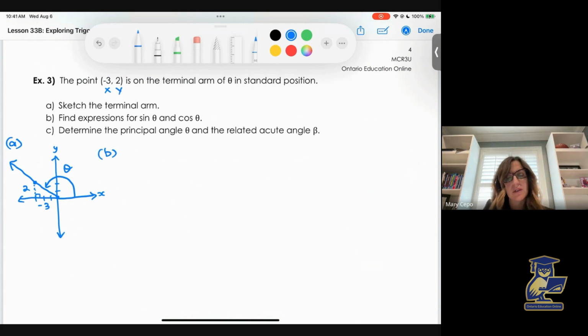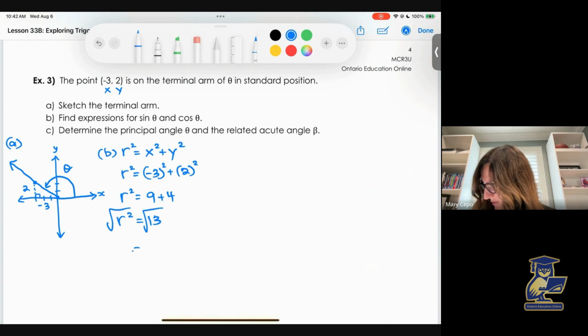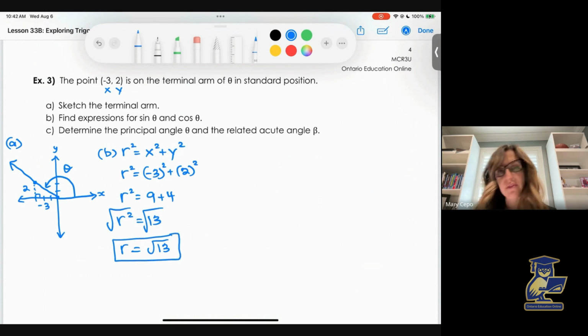In order to state the trigonometric ratios, you need all three values: the x-coordinate, the y-coordinate, and the radius. We know r squared is always equal to x squared plus y squared. So r squared is equal to (-3) squared plus 2 squared, which is 9 plus 4. R squared is equal to 13. Radius is always positive, so the radius is the square root of 13. Please always leave these in exact form. No need to use decimals.